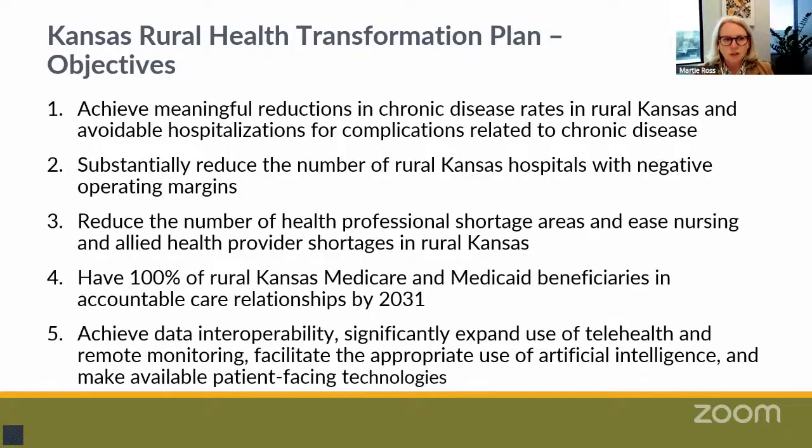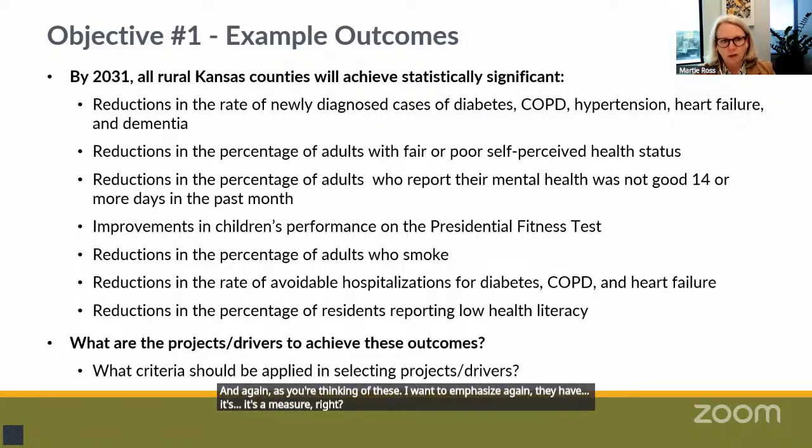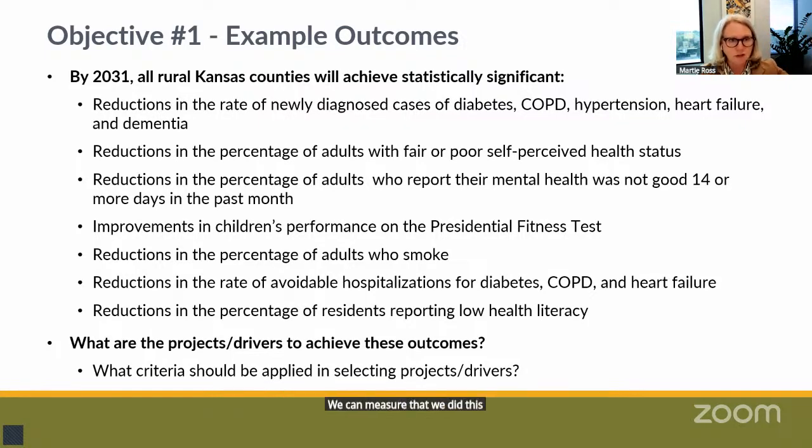And again, as you're thinking of these, I want to emphasize again, it's a measure, right? There has to be something that we could say, we did this, we achieved this, we can measure that we did this, and thus we achieved that strategic priority. So that's my only caveat here, is we keep those as measurable, and measurable means we have the data, or we can get the data to in fact evaluate progress.